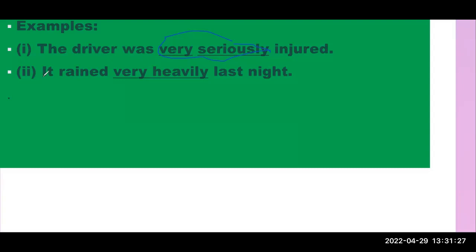And then example, it rained very heavily. Now, the adverb phrase here is very heavily. It rained very heavily last night, all right? So that is the adverb phrase. Now, let's move on to the next examples, all right?